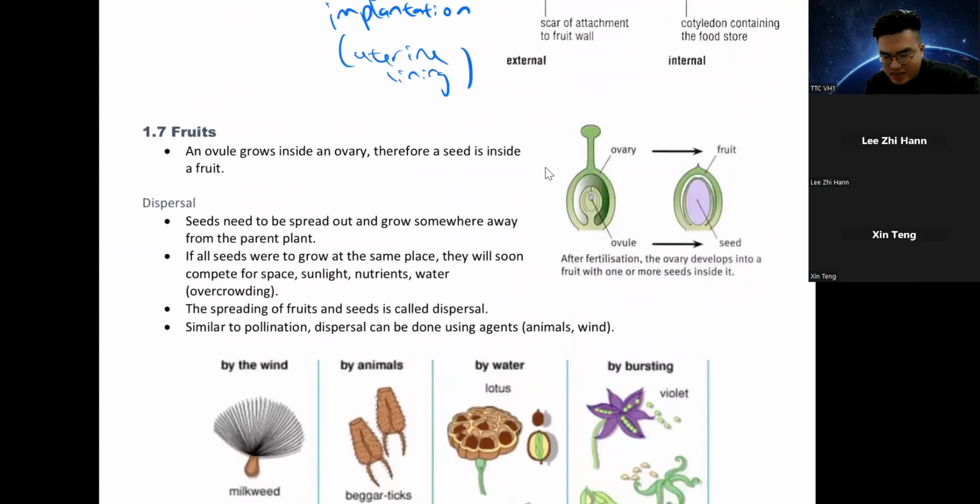Okay, shall we look at fruits? Okay, let's talk about fruits now. So like I said just now, the ovary will turn into a fruit, ovule will turn into a seed. Okay, this one you know. That's why you finish the fruit and then the seed you throw away.